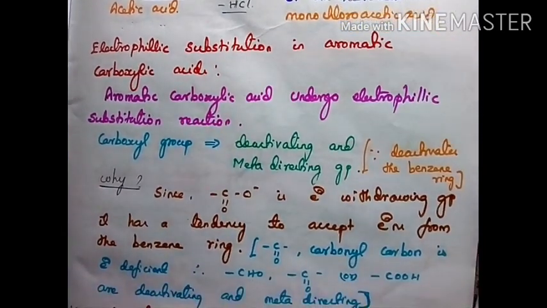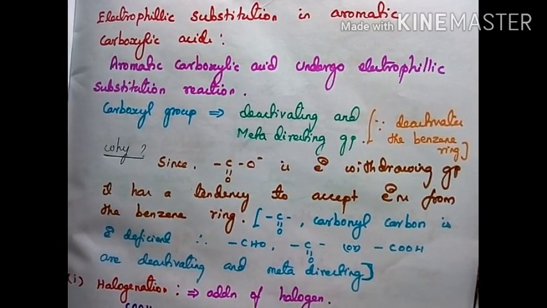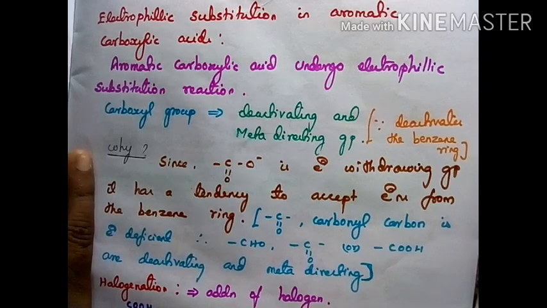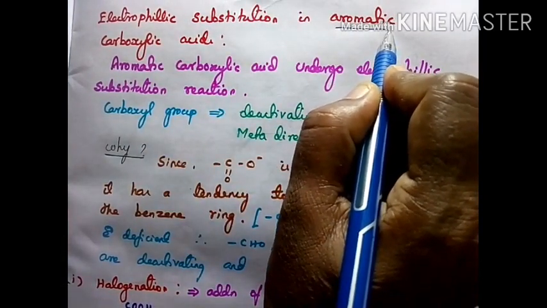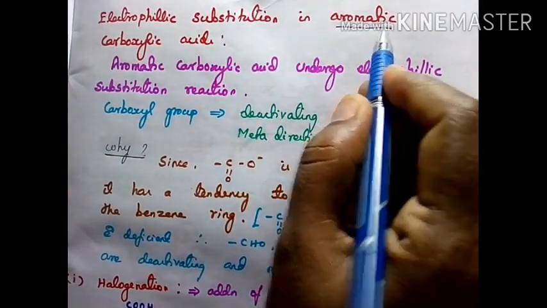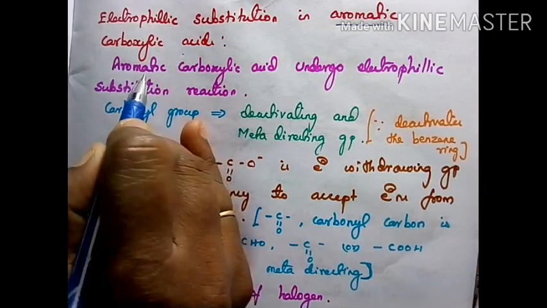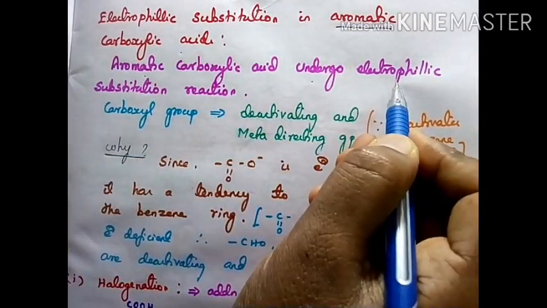And the next is electrophilic substitution reaction. Now here the reaction takes place where? In the benzene ring. That is aromatic, meaning a compound containing a benzene ring. So now electrophilic substitution reaction in aromatic carboxylic acid. Aromatic carboxylic acid undergoes electrophilic substitution reaction.